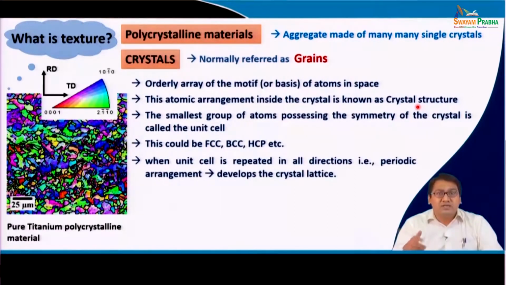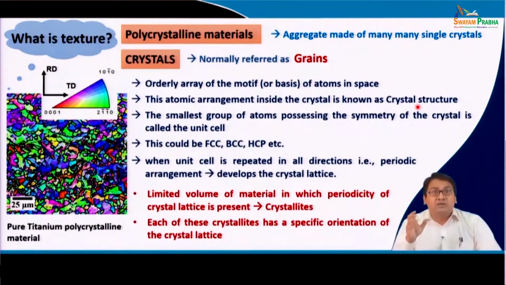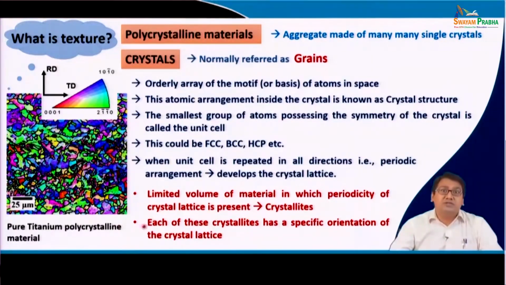When a unit cell is repeated in all directions, that is, a periodic arrangement of the unit cell, it develops the crystal lattice. So you see that whenever the unit cell is repeated in 3-dimensional space, it produces a crystal lattice. The limited volume of the material in which the periodicity of the crystal lattice is maintained is basically known as the crystallite.